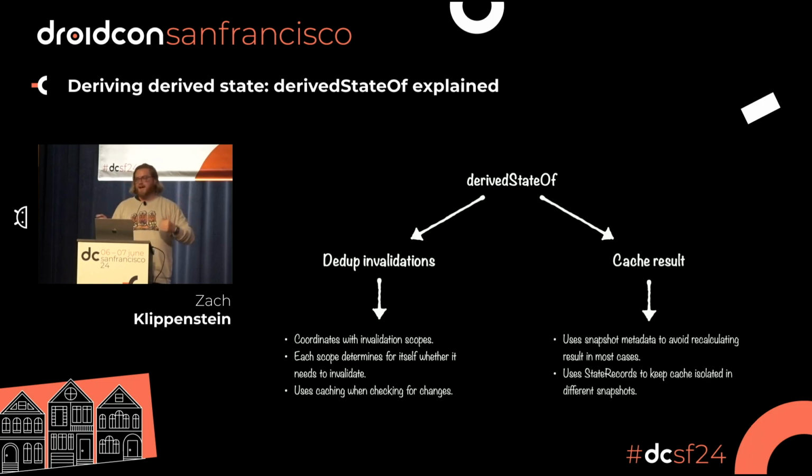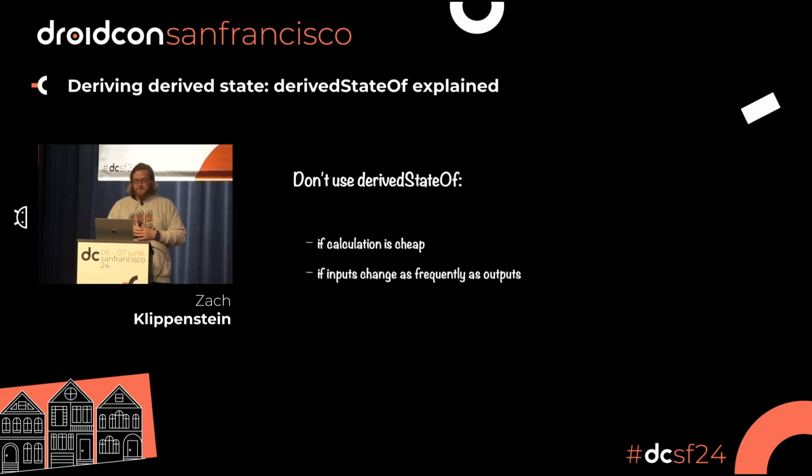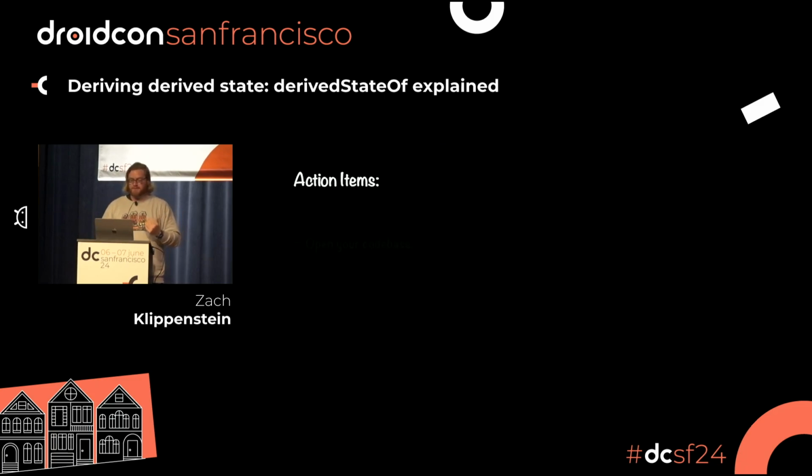And the second thing is this caching, which uses snapshot metadata, and it can figure out, in most cases, that it doesn't even need to rerun the calculation function to know that it hasn't changed value. And it uses state records to store all this metadata in. So again, use derived_state_of to reduce invalidations when your inputs change much more frequently than your outputs, or to cache expensive calculations that might not need to be used right away. Don't use it if the calculation is cheap and the inputs change almost as frequently as the outputs.